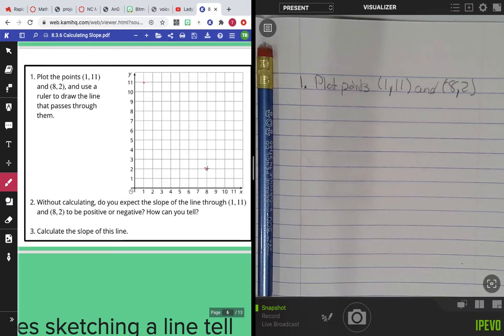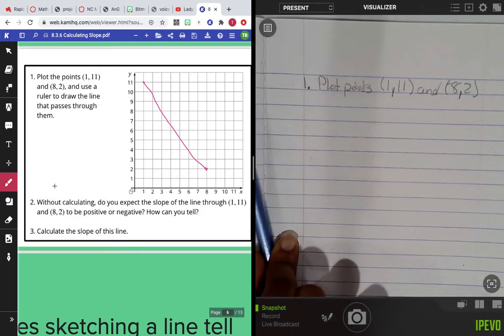And it says use a ruler to draw the line that passes through them. Well, I don't necessarily have a ruler, but I am going to try my best to draw my line that goes through them. All right, that's not a perfectly straight line, but if you guys are using a ruler, it would be. All right, so we plotted the points.